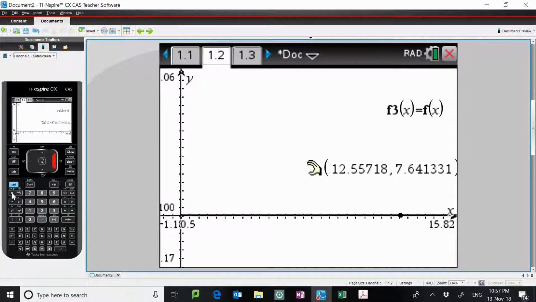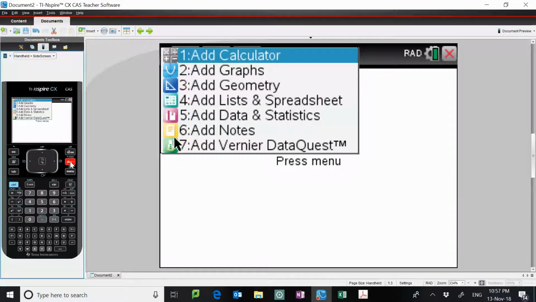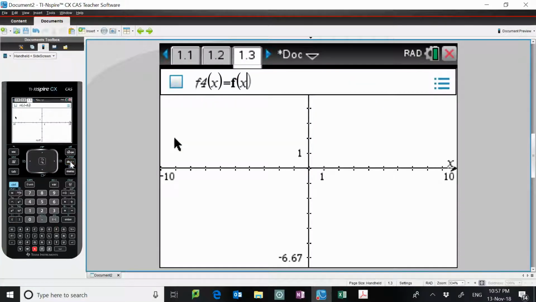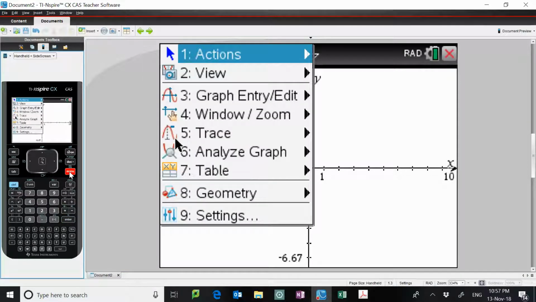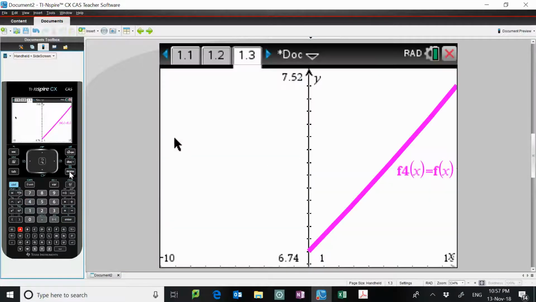So this is my, oh, it's hard to see the graph because I already got, let's do a new one. Control docs, add a graph, and then type in f of x again. And you can't see the graph, right? So what do? Menu, 4, zoom fit. And that kind of gives you a visualization of the graph, not the best one. What else can I do? It was 0 to 120.